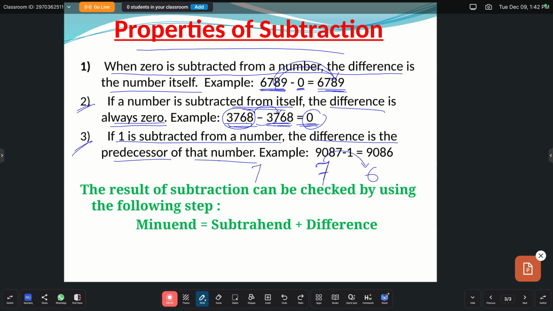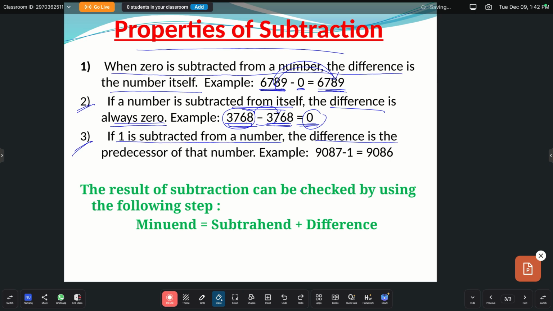Tell me one thing. If I subtract 1 from this 7, what will I get? 6. Isn't this 6 the predecessor of this 7? Yes. Okay. So, whenever you subtract 1 from a number, you get the predecessor of that number. Okay, so these are the 3 properties of subtraction that you will always remember.